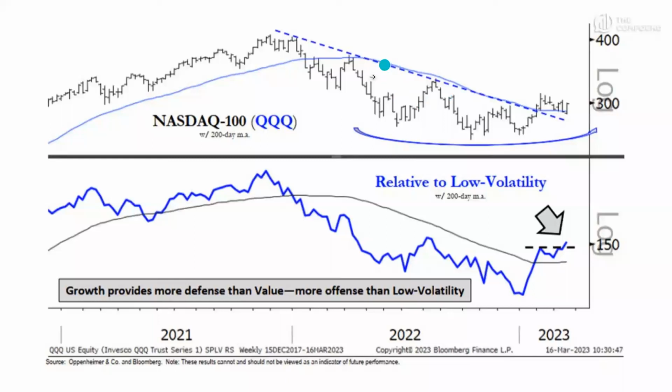Now, if we take a look here, this is the Nasdaq, this is QQQ. You see we have a nice breakout here. And then this is the Nasdaq relative to low volatility stocks. Okay, and so growth provides more defense than value and more offense than low volatility. And we can see that it's actually breaking out relative to low volatility stocks with the 200-day moving average right here. It's above the 200-day moving average.